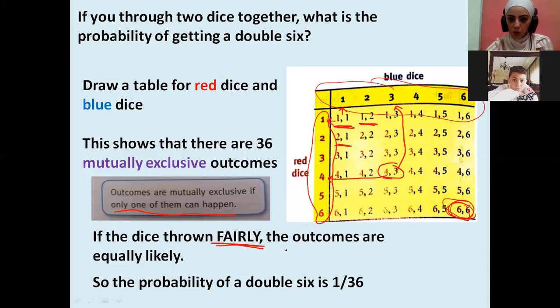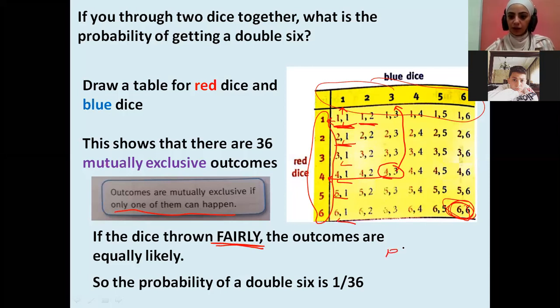So we have 1, as we learned last time, to write the probability, you write how many times you get your event over all the possible outcomes. So if you look inside the table, there are 36 possible outcomes we might get. This is 1, 2, 3, 4, 5, 6, and so on. If you count them all, you get 36. So the probability of getting a double 6, you can write it like this.